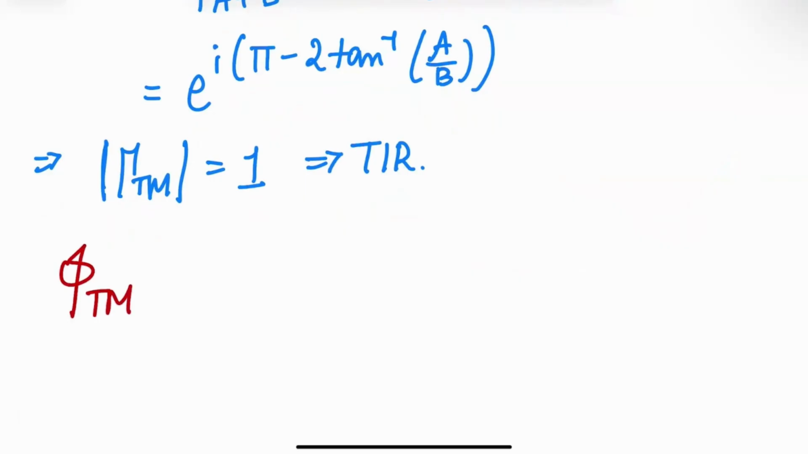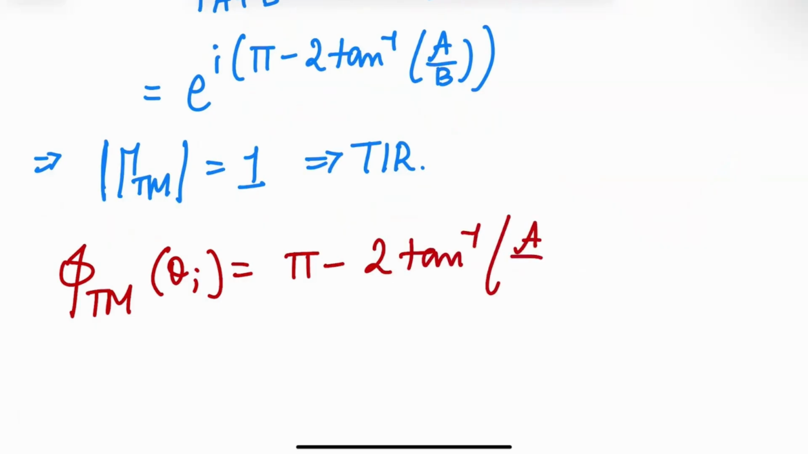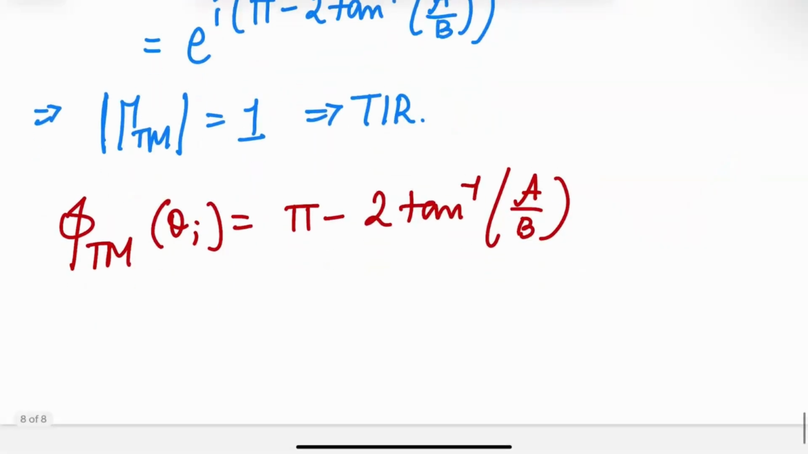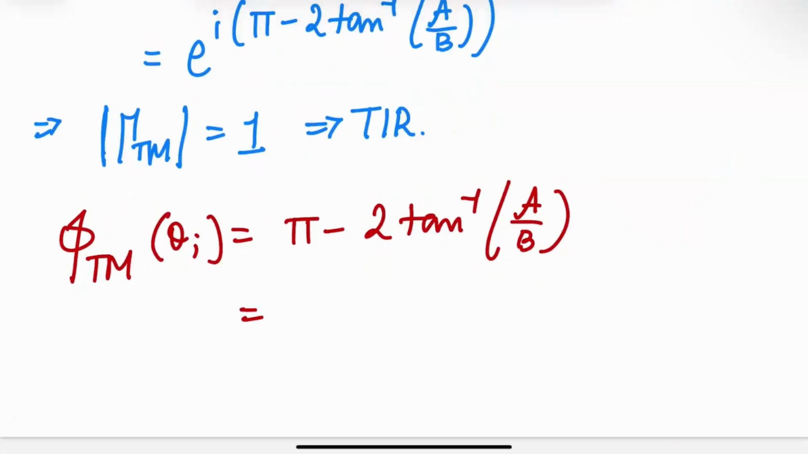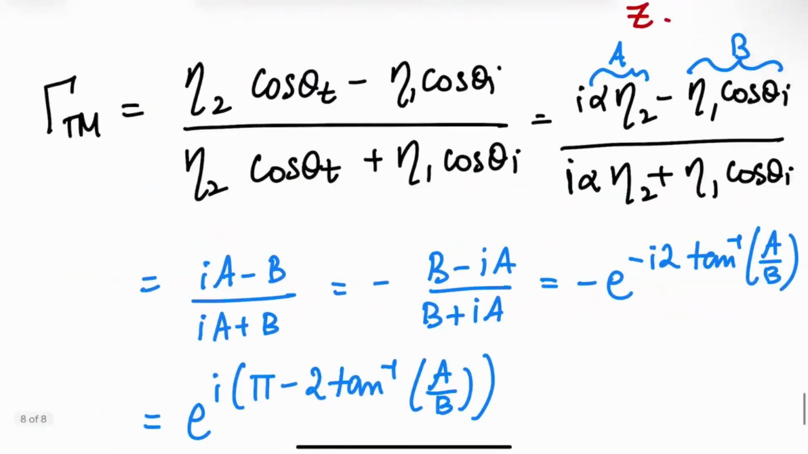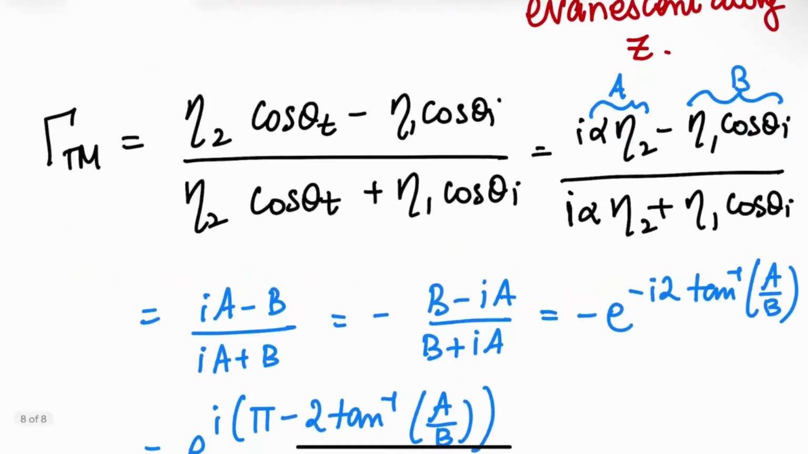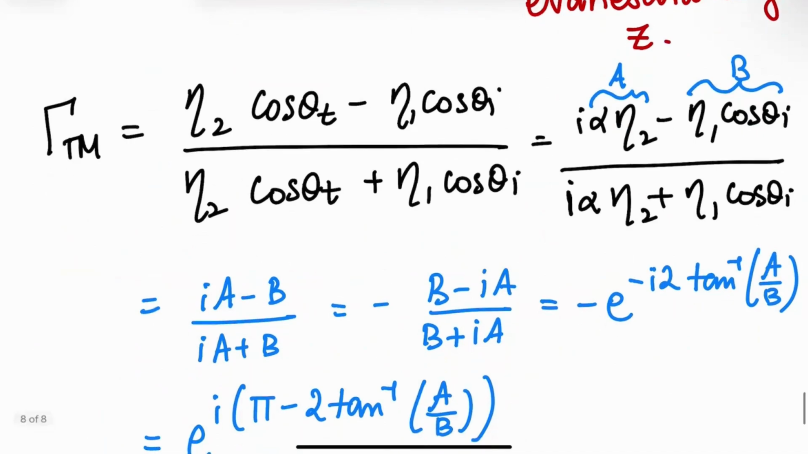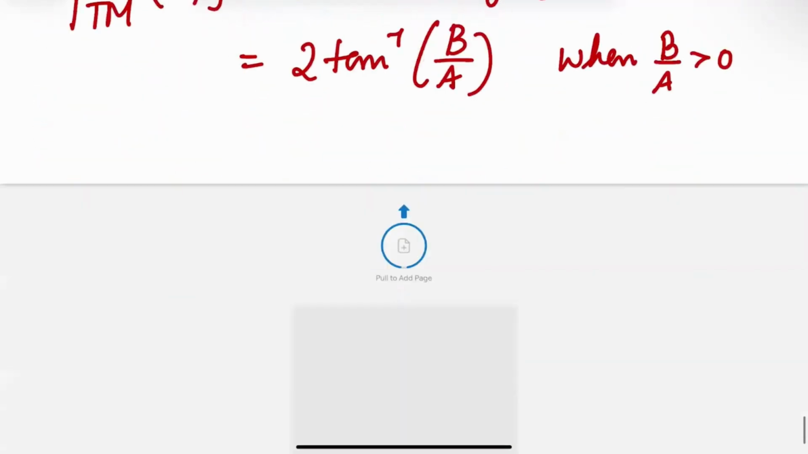So this phase factor, phi TM, I'll call it, which is a function of theta i, is pi minus 2 tan inverse A over B. Okay, and this is essentially the same thing as 2 times tan inverse B over A, when B over A is greater than 0. And that's the case. If you go back and look at B and A, essentially alpha times eta is always greater than 0. Positive eta 1 cosine theta i is also positive. So you can write it like that.